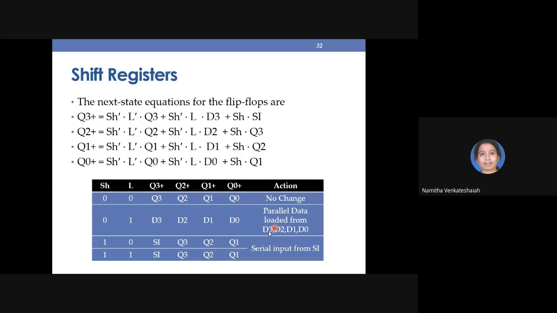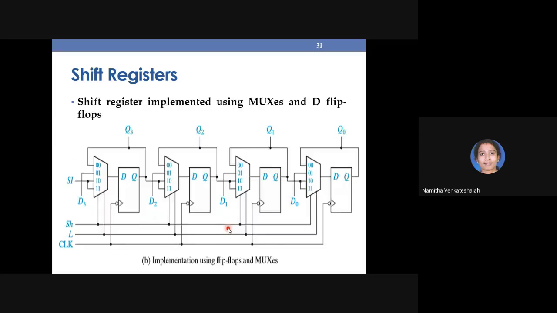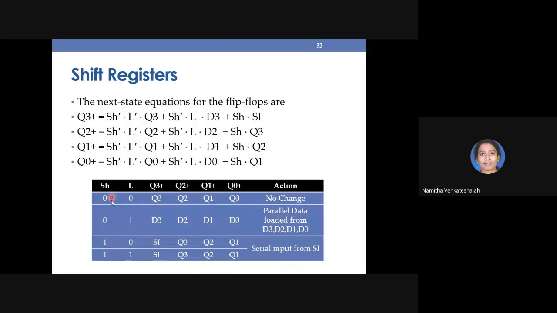The implementation details: when it is 0 0, what is happening? No change. When it is 0 1, whatever the data is, it gets loaded. When it is 1 0, right shifting is happening. For 1 1 also right shifting is happening. Whatever I have written here is rewritten here. Based on this, I will be able to write the equation.